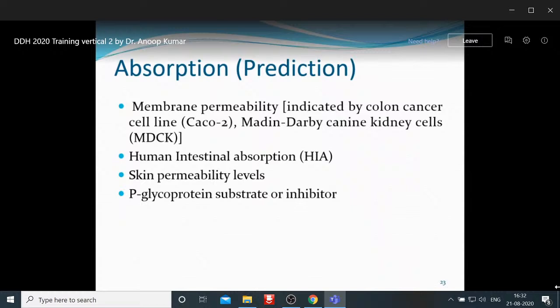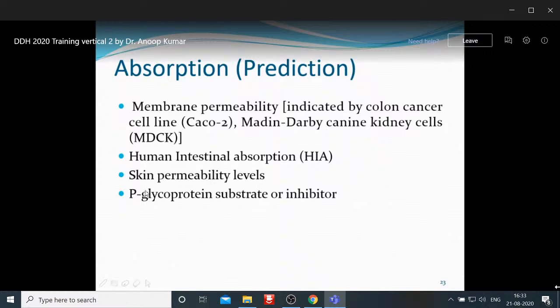That is the colon cancer cell line. This is the kidney cancer cell line, the other one, MDCK. It will also tell us whether our molecule has the ability to cross or not, that is permeability. Human intestinal absorption can also be predicted. Skin permeability levels we can also predict. Another thing we can predict is whether the molecule is a P glycoprotein substrate or inhibitor.